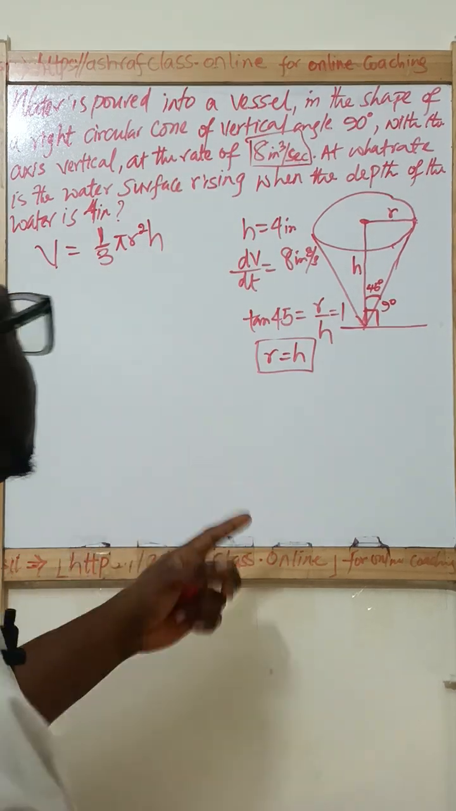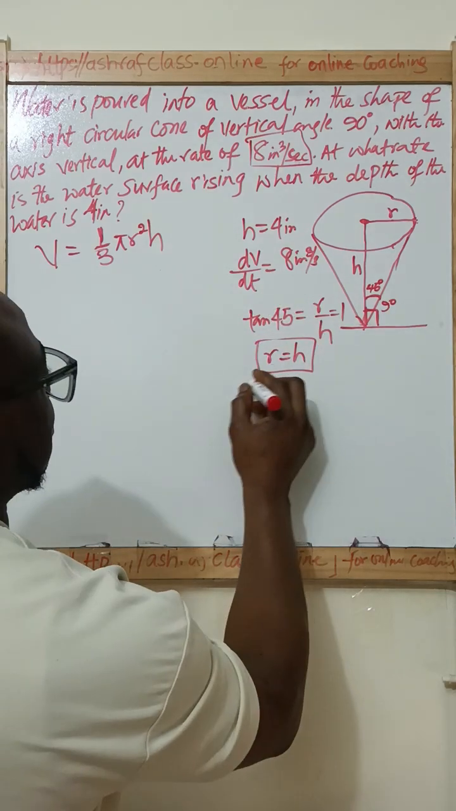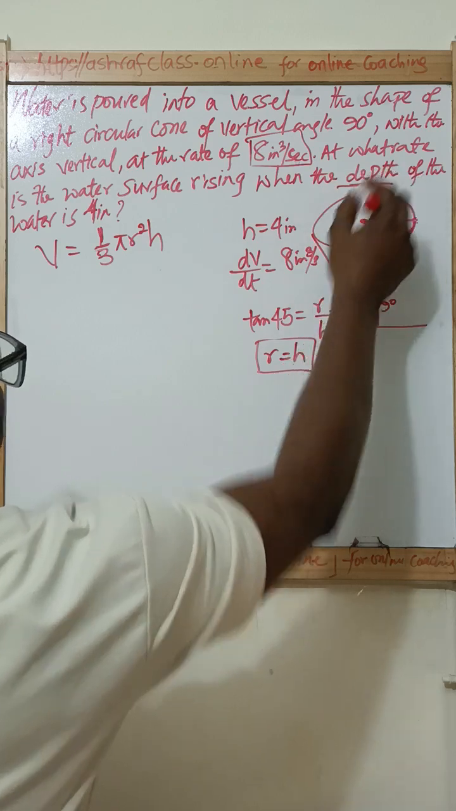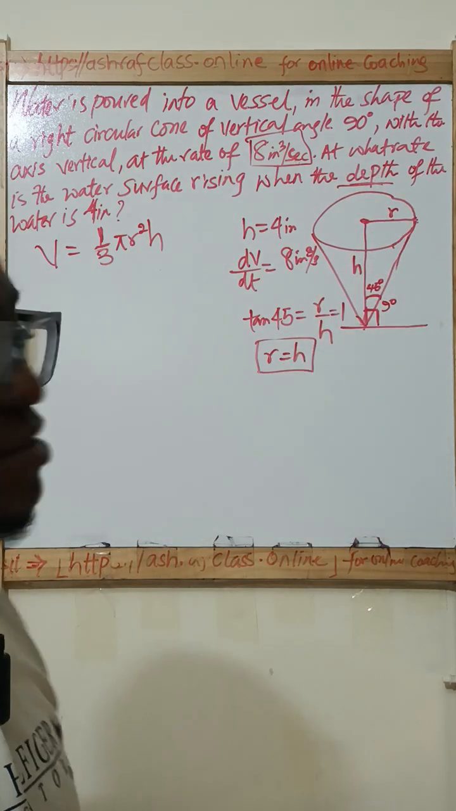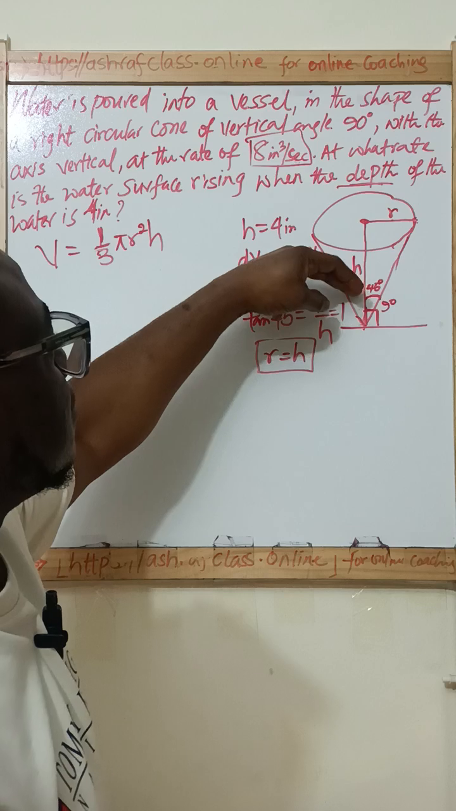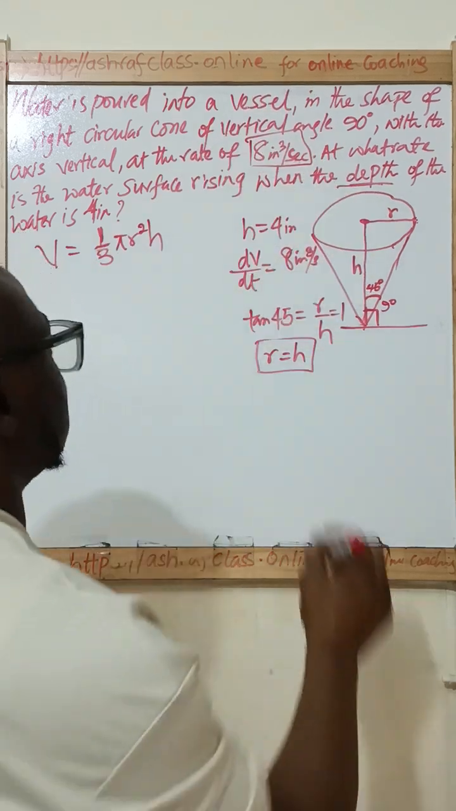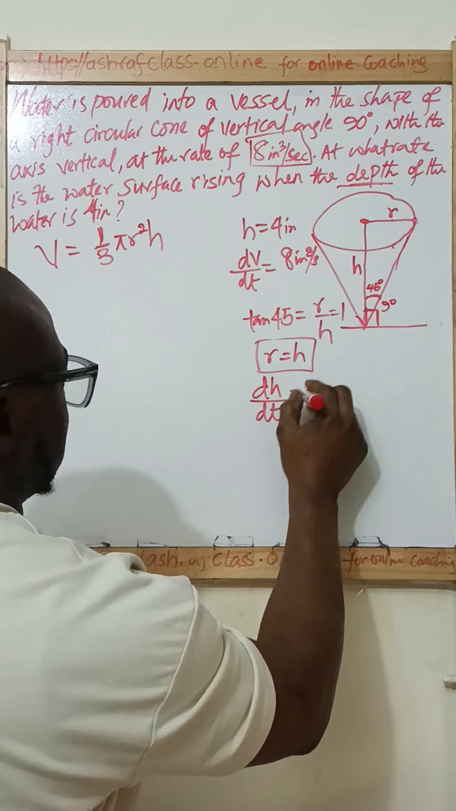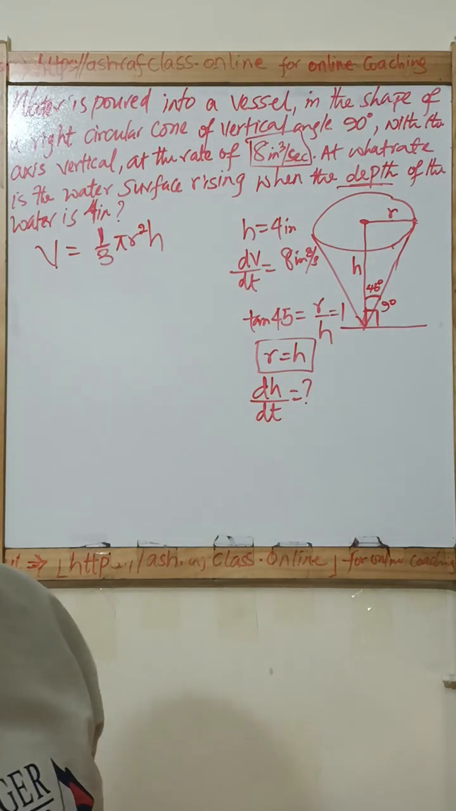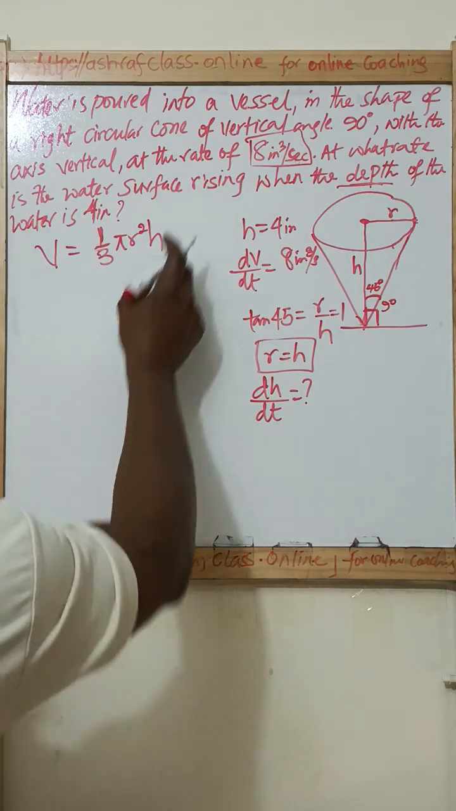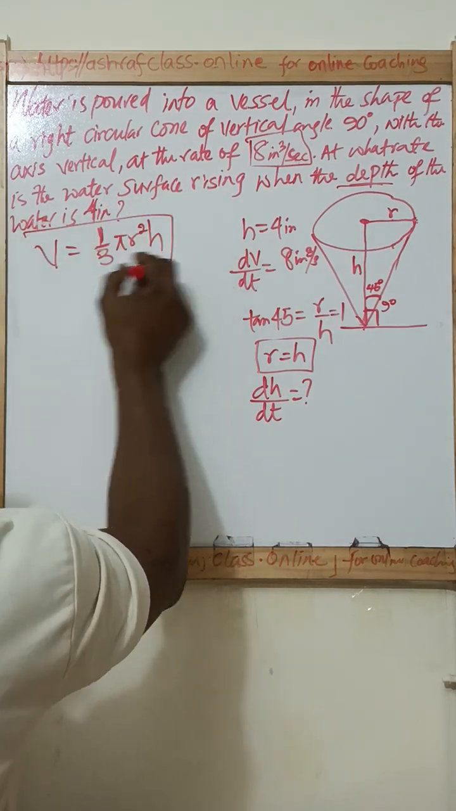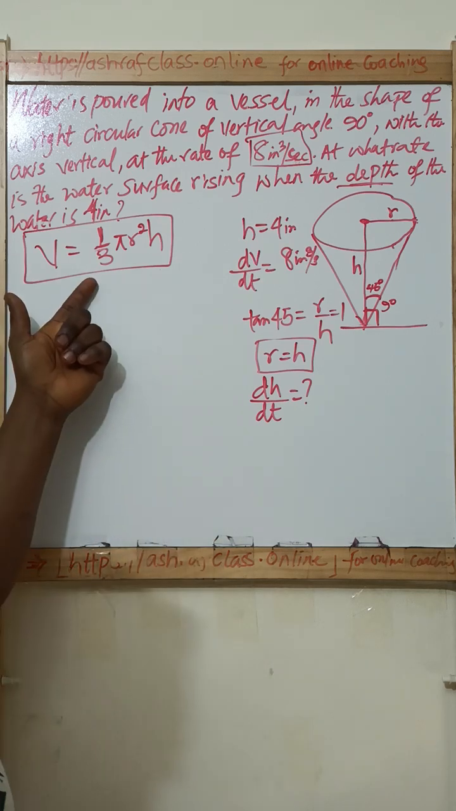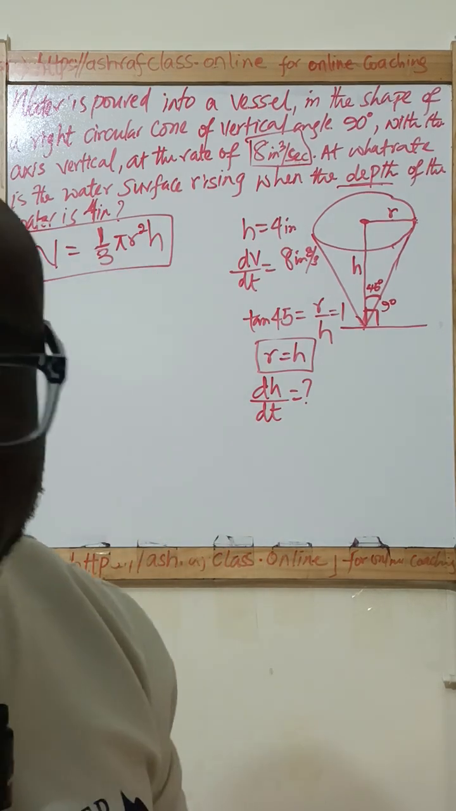And what are we asked to find? We're asked to find at what rate the depth is rising when the water is poured. This h. So we are looking for dh/dt. From here we can find the dV/dt using our chain rule.